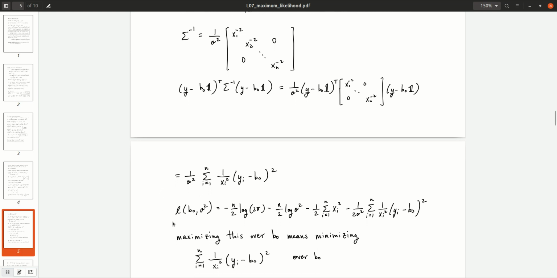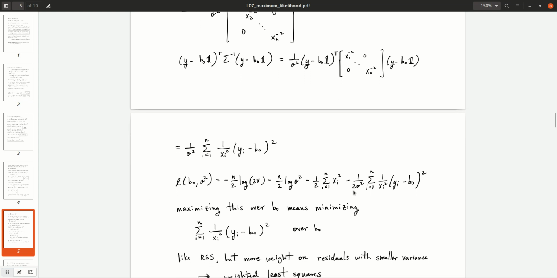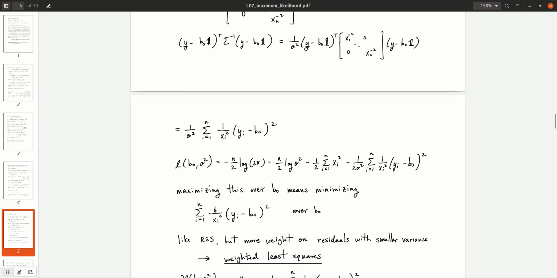If you put all this together, here is the log likelihood: minus n over 2 log 2 pi, that's always the same, minus n over 2 log sigma squared, minus 1/2 sum i equals 1 to n log xi squared. This is the log determinant term, which we just calculated. This is the quadratic form term. Now, if we want to maximize this over b0, that's the same thing as minimizing this expression. We could figure out what the actual b0 is. It's going to have a formula in terms of matrix multiplications.